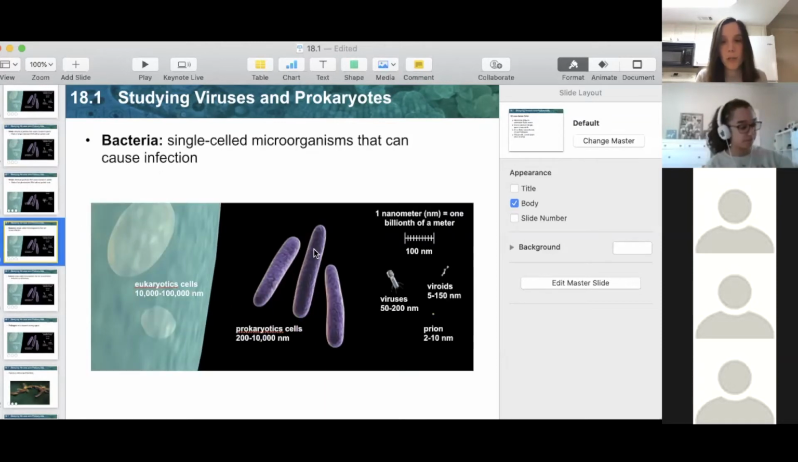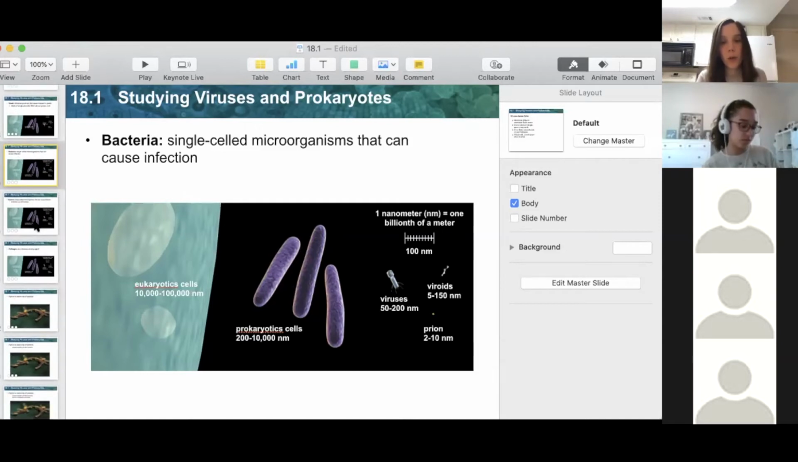Okay, moving on to bacteria. They're the ones in purple on here. Bacteria are single-celled microorganisms that can cause infection. So unlike a virus, bacteria are living things. They're single-cell organisms, and they can reproduce on their own. They don't need a host cell to reproduce.